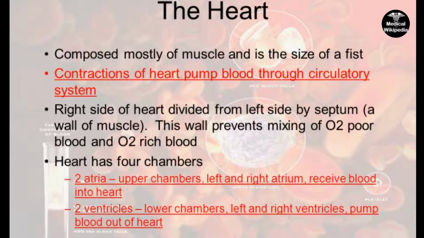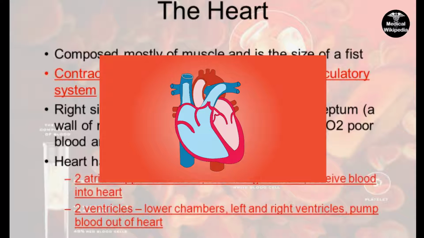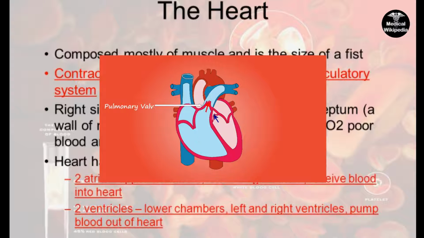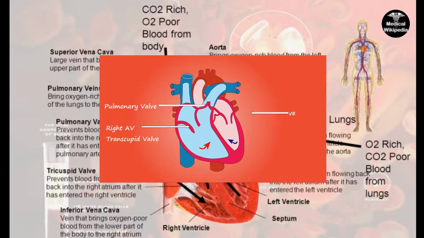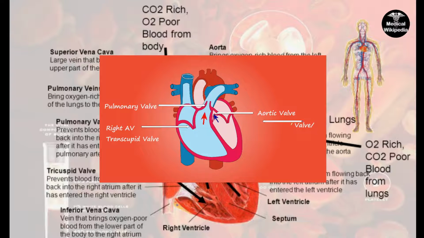The heart has 4 chambers. 2 atria, the upper chambers, left and right atrium, receive blood into the heart. 2 ventricles, the lower chambers, left and right ventricles, pump blood out of the heart. The heart moves CO2 rich, O2 poor blood from the body to the lungs.